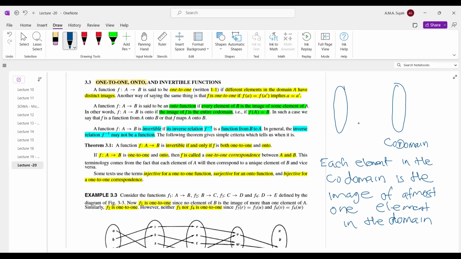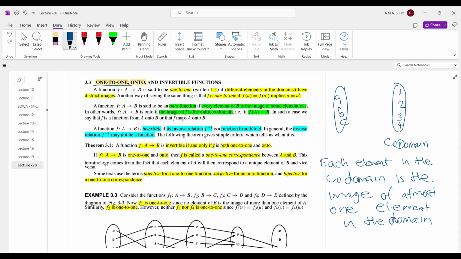If it is a one-to-one function, think about each element, not every element, just consider the different ones. Every element means all the elements in the domain and all the elements in the codomain. I'm not saying every element. If you pick each element, these codomain elements are the image of at most one element in the domain. The important thing is at most one image.